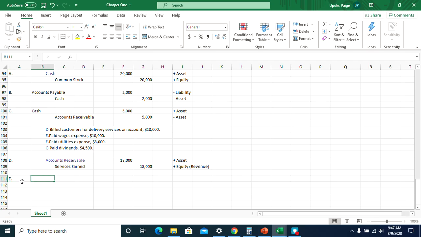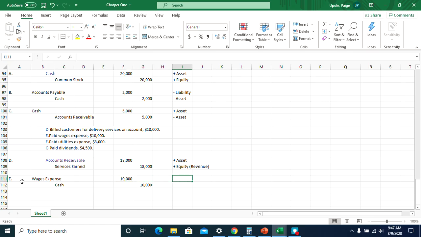Now I have item E. We paid wages expense of $10,000. I debit wages expense. That is a debit because a debit can be an increase to an expense account. And then I'm paying them in the form of cash because it doesn't say otherwise. I record it as 10,000.